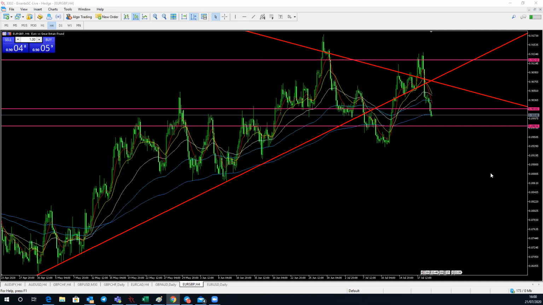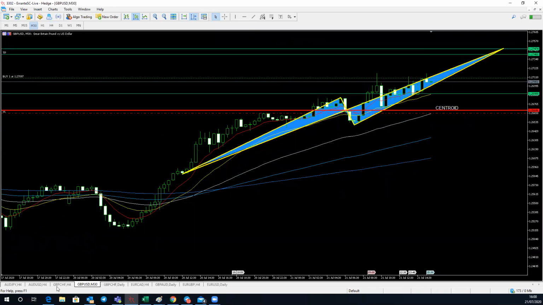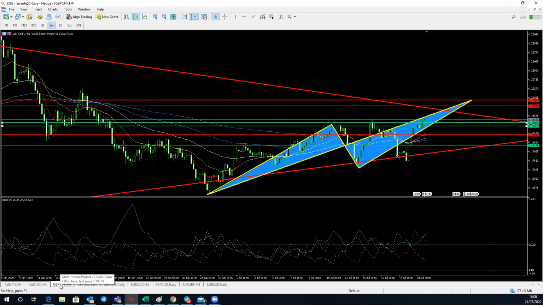So here, that's for Euro GBP. Now with GBP USD, it's one. I'm still looking at GBP CHF. GBP strength is still in the main session as well. Let me see whether I've got any new upcoming ones as well. Let's see.